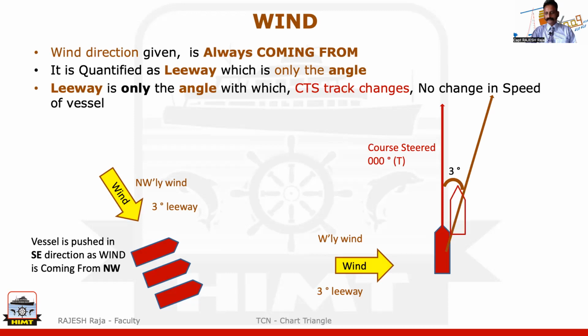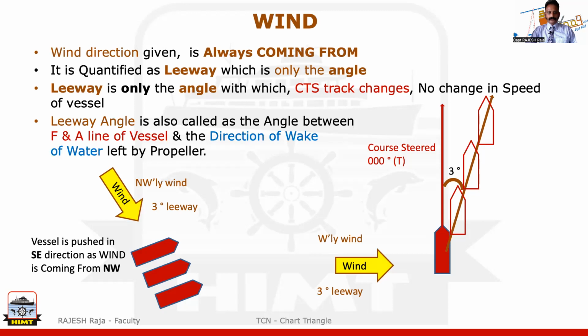So what does it mean? It means that the vessel is not going to be on my course steered track, which is due north. It will be on this track, which is a new one, 3 degrees, which is on the lee side of your vessel.